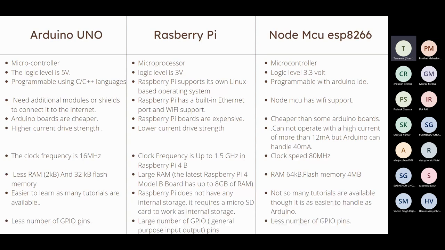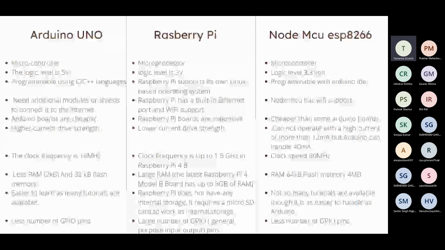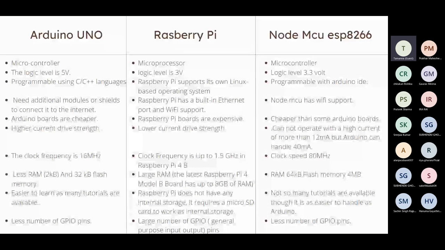The next criteria for differentiation is logic level. A logic level refers to the low or high state of a development board. That is, when we say that the logic level of Arduino Uno is 5, what we mean is when you set the pin high, it will measure 5 volts. Similarly, logic level of Raspberry Pi is 3 volt and logic level of NodeMCU is 3.3 volt.